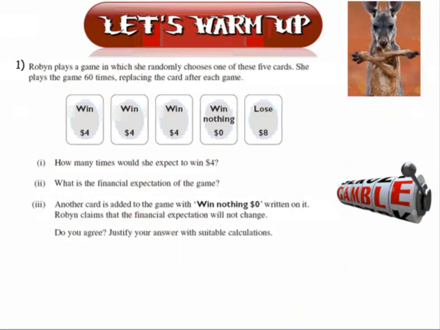It's time for Lesson 8, Tree Diagrams with and Without Replacement and Conditional Probability. Again, let's start with a warm-up just to get started.